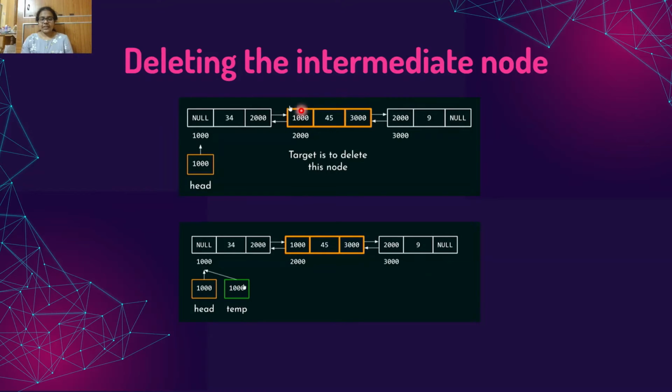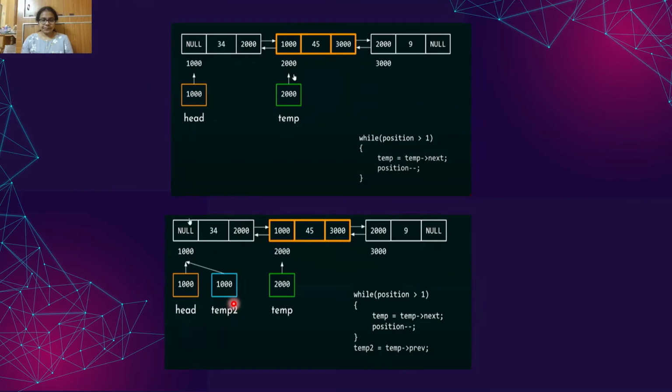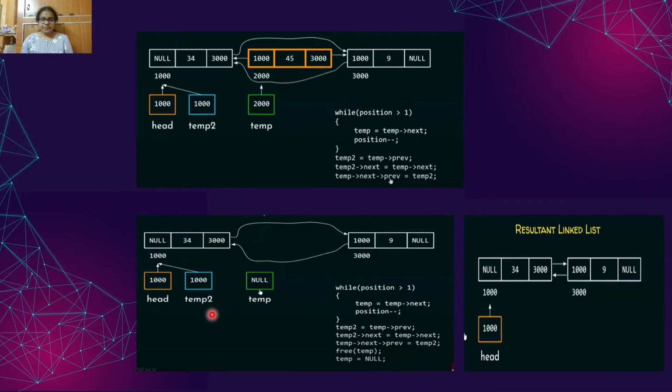So let us see deleting the intermediate node. Our target is to delete this node. So we add the temp pointer over here, and this temp goes here with the help of this piece of function, and temp2 is added over here, temp's previous, and now temp2 next is equal to temp next, and temp next prev is equal to temp2. So we make this null, so this gets deleted. So this is the resultant linked list of the deletion of the middle node.